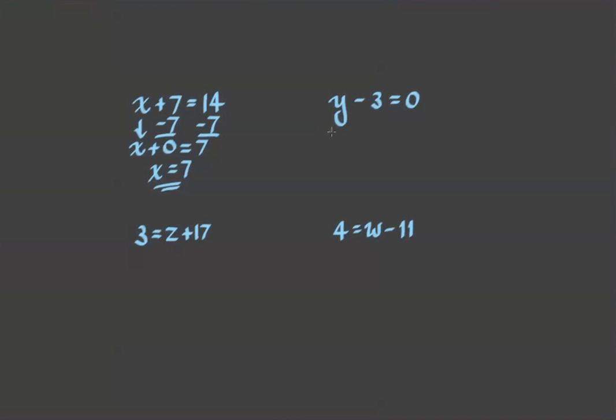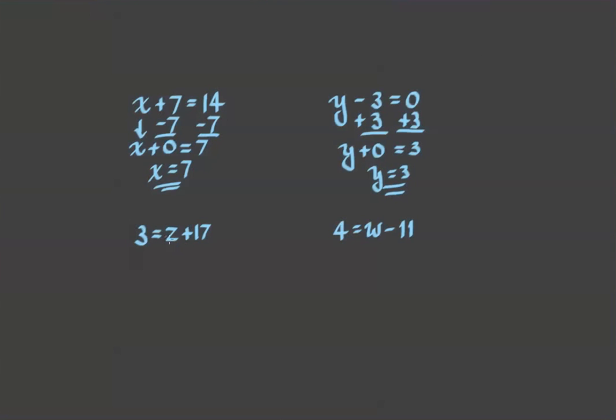Again, in order to isolate our variable y, we need to move this negative 3 to the other side of the equation. We do that by adding its inverse, positive 3, to both sides. We bring down our y. Positive 3 and negative 3 gives us 0. 0 plus 3 is 3. If you add nothing to y, it's y, which is 3. And there's our solution. Y is 3.